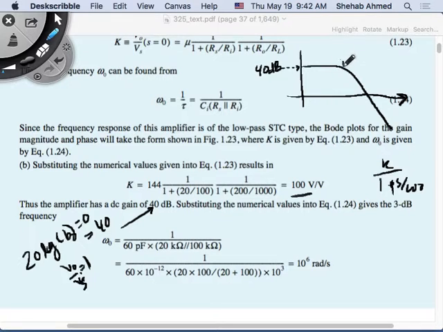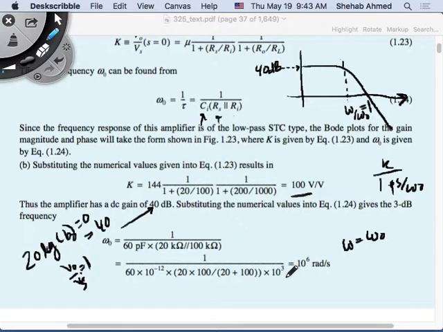And where is this point? This is omega over omega naught equal 1. So omega equals omega naught is this point. This is whatever this frequency is. So now we need to calculate omega naught to be able to find this point. We calculated omega naught, we know it is equal to 1 over tau, and we were given Ci, Rs, and Ri, so we can calculate omega naught.